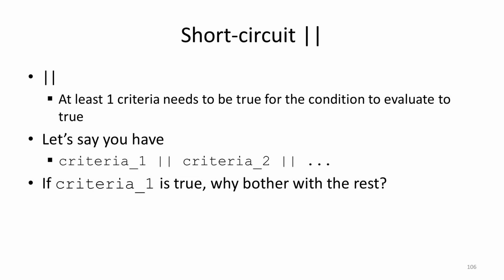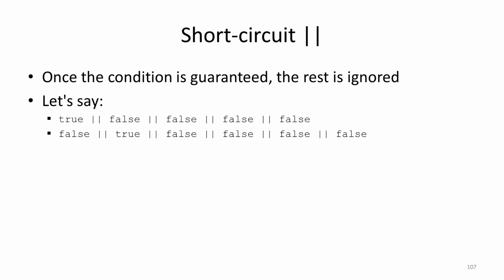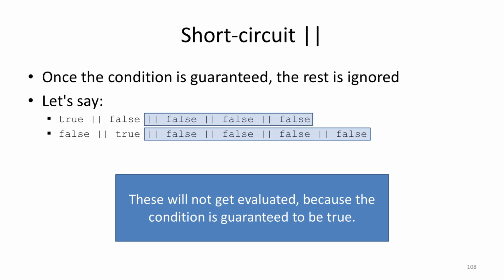If the first criteria is true, then why bother evaluating the rest? For example, if you have true or false or false or false, it doesn't matter, because that very first or will evaluate to a true. So these will not get evaluated because the condition is guaranteed to be true. And that is short circuit evaluation. Once the condition is guaranteed, then the evaluation stops.